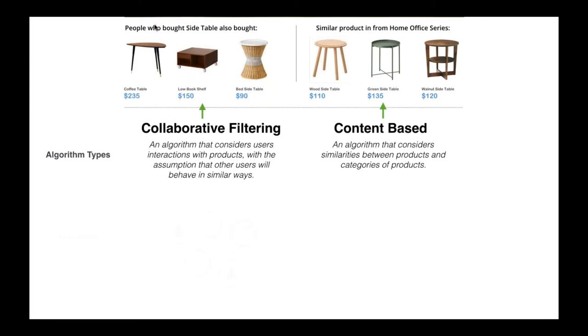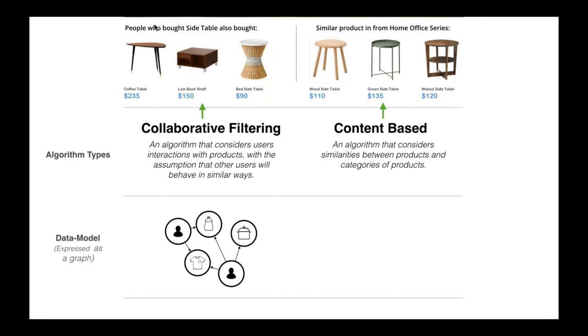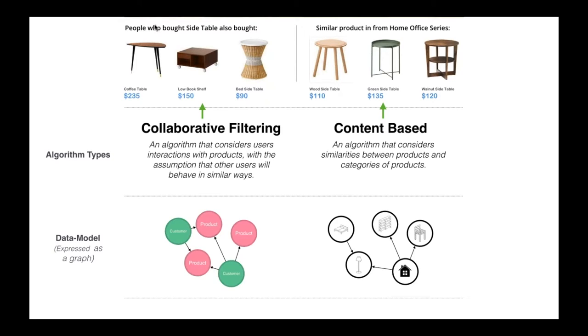And if we were to data model what fits into these algorithms expressed as graphs, it would look something like this. That is, customers who have bought different products and products that belong to categories and subcategories. And Will is going to explain this more in depth in a few minutes during the hands-on Neo4j demonstration.